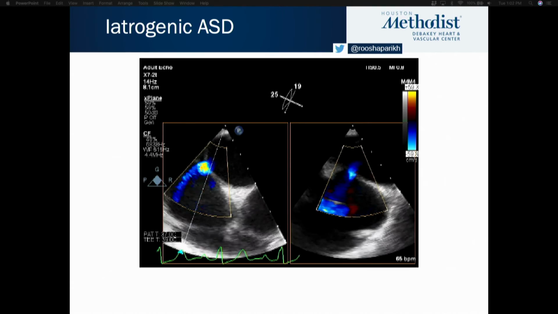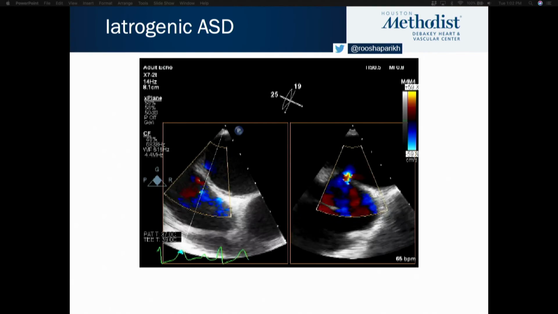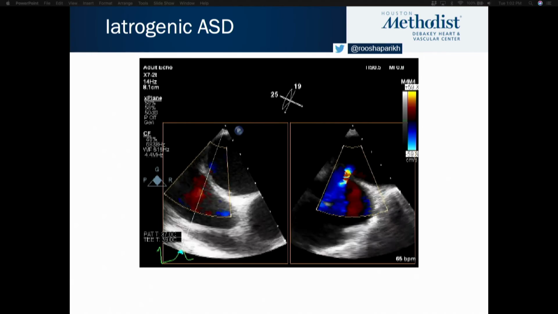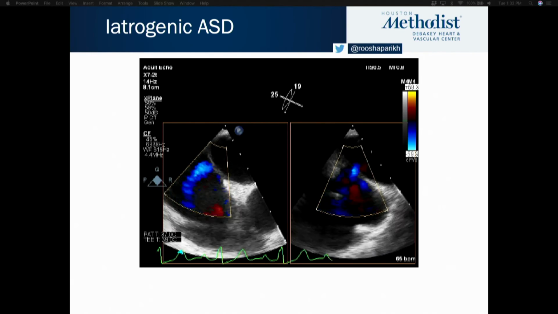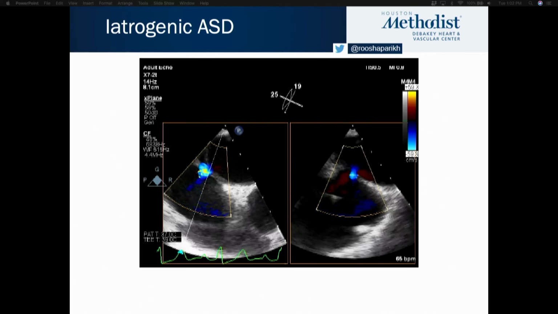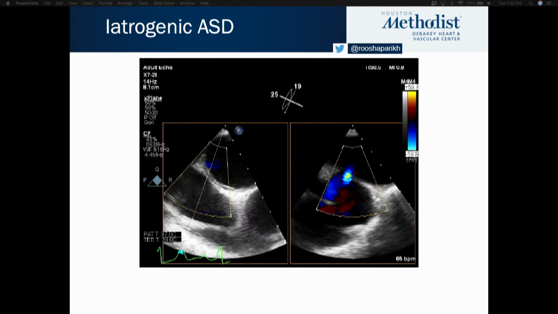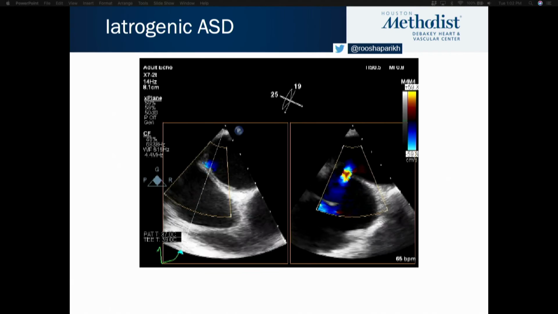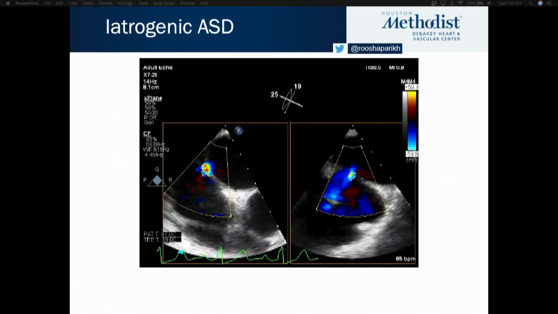An iatrogenic ASD was noted at the end of the study, as we had gone through with the transseptal puncture, and there was flow that was left to right, and this was not closed. The routine practice at our institute is to only close right-to-left or bidirectional shunts.